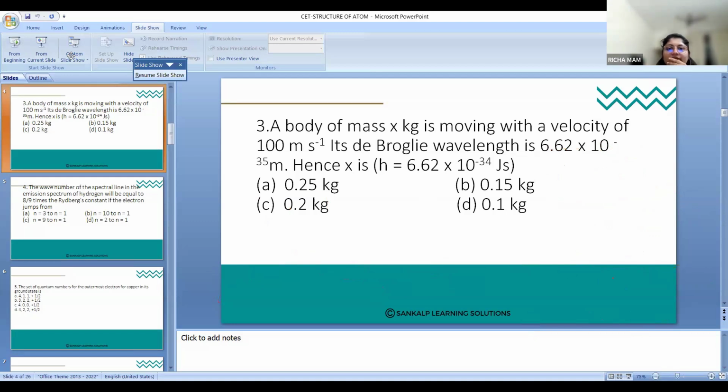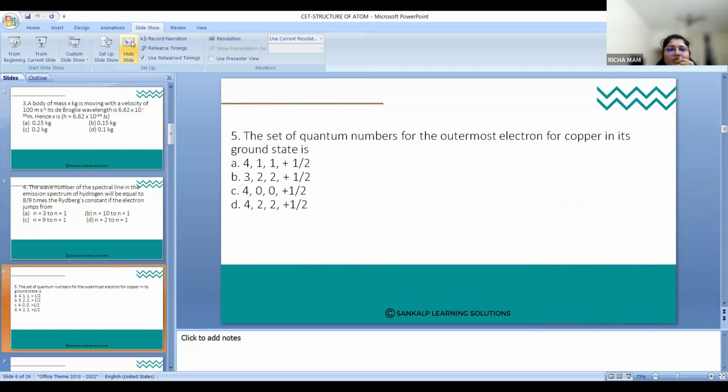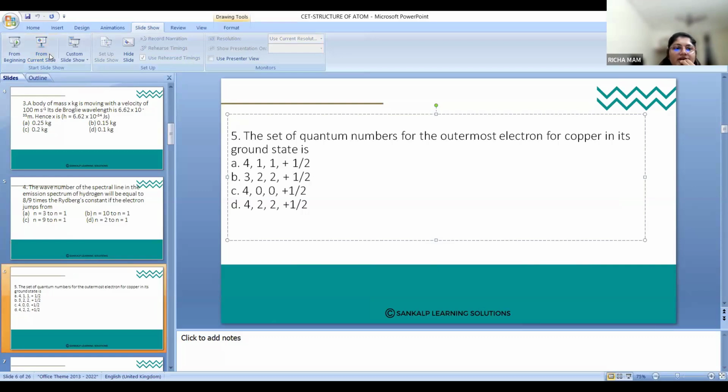Next one, the wave number. This is with respect to Rydberg's equation. We will do this later. The fourth one on quantum numbers we will do in the next class, because we have not done the synopsis for that.